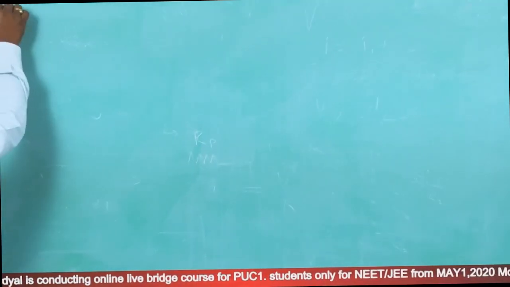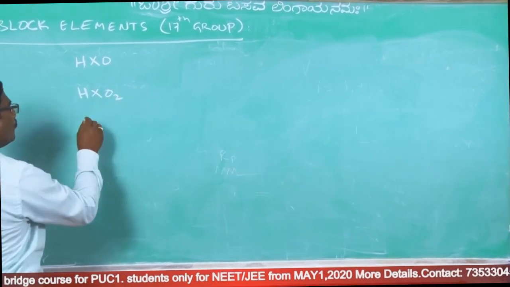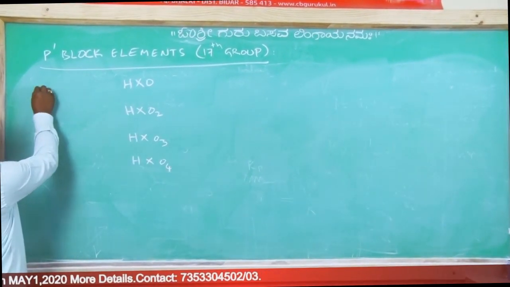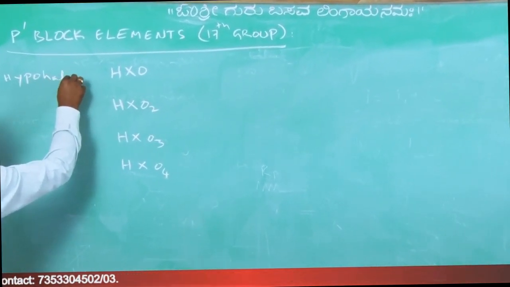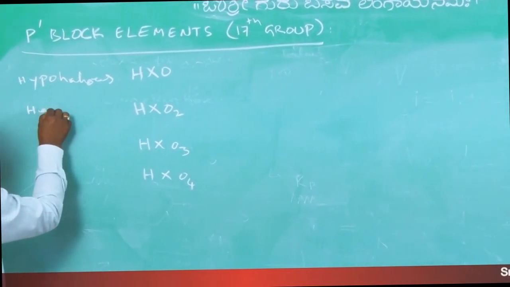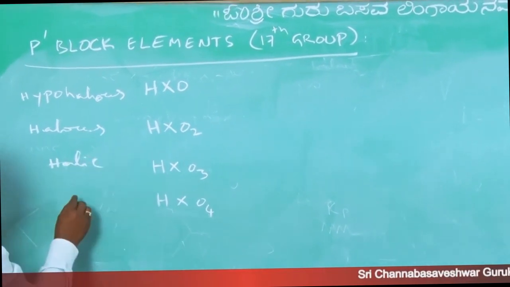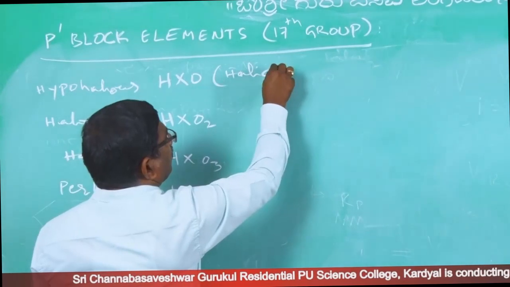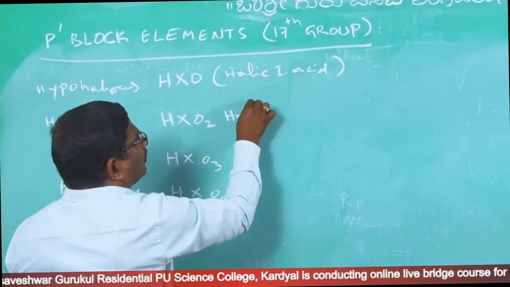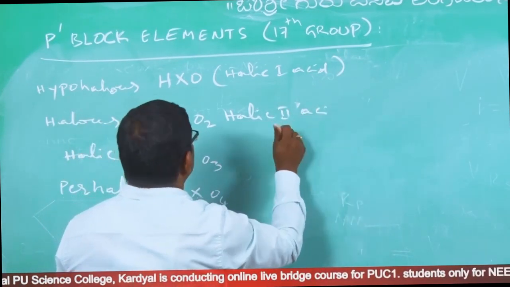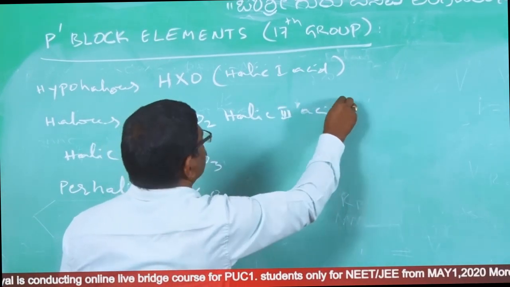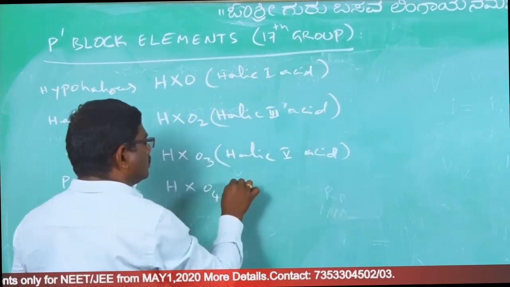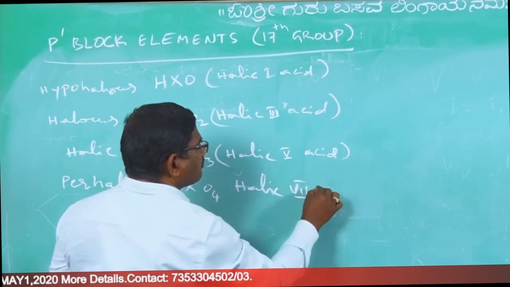Here HXO, HXO2, HXO3, HXO4. They are hypohalous, halous, halic and perhalic, or halic 1 acid, halic 3 acid, halic 5 acid, halic 7 acid.